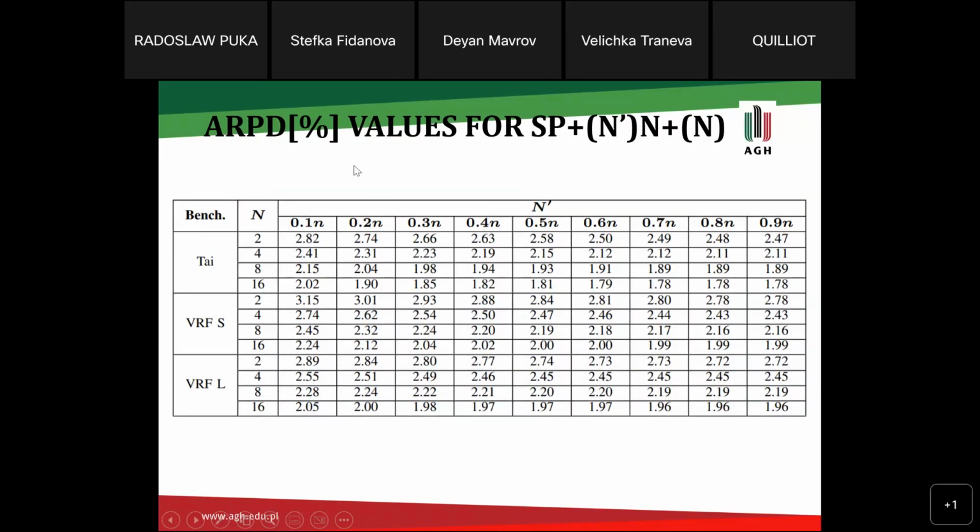In this slide we have results for the ARPD measure for the SP plus algorithm. This means that for each starting point we take the best result, that was less than this one or the next one. So as you can see, the greatest decrease in the ARPD values can be observed for smaller values of n prime.